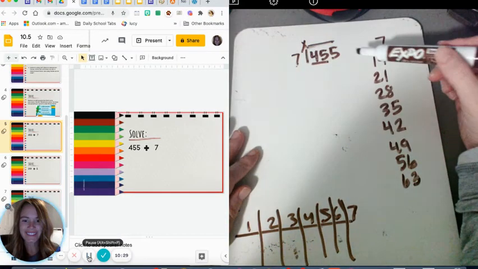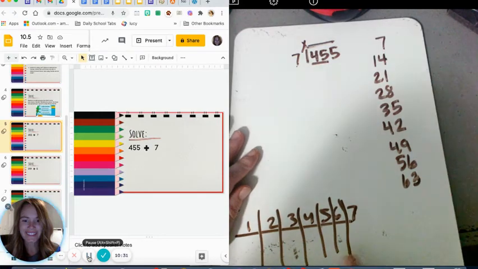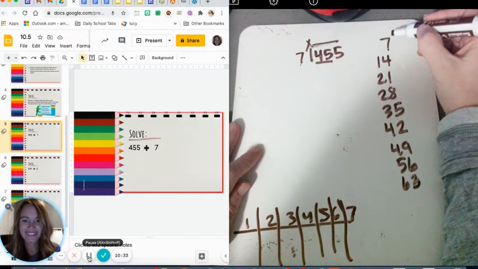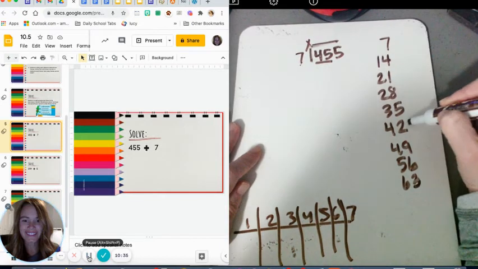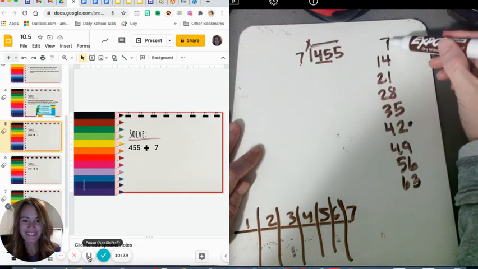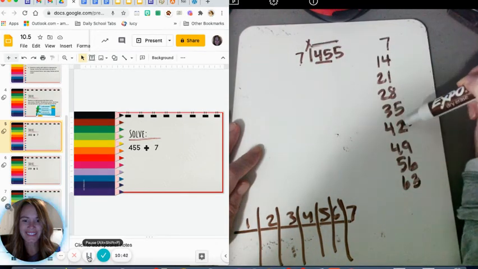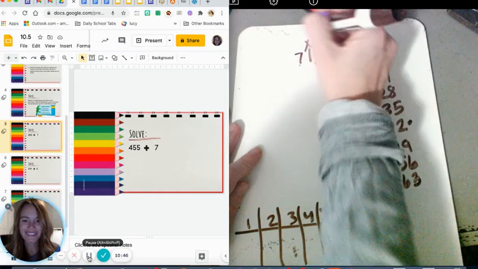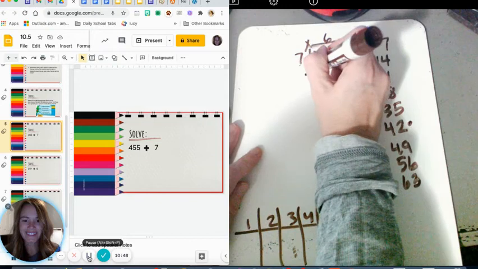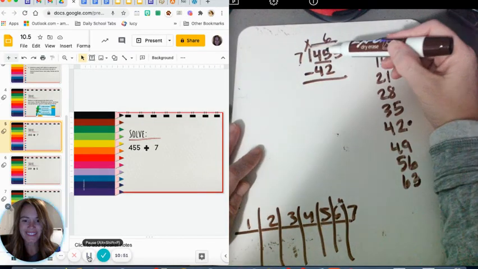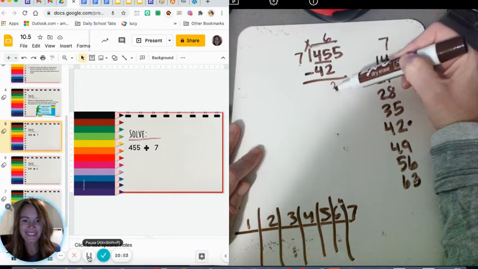So then I think if I have 45 tens, well, yeah, I could put 45 tens into 7 groups. Which one is closest to 45 without going over? Well, that's 42. How many times is that? 1, 2, 3, 4, 5, 6 times. So we're going to put the 6 right here above the 5, and we're going to subtract away those 42 tens, and that leaves me with 3 tens.